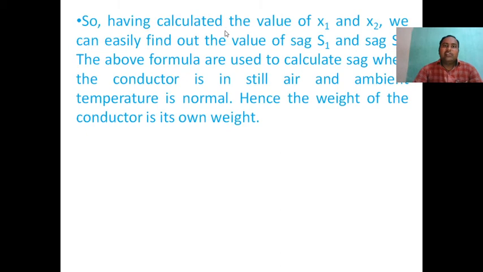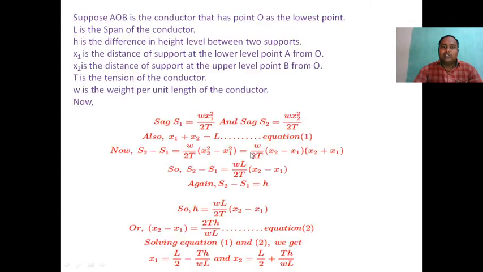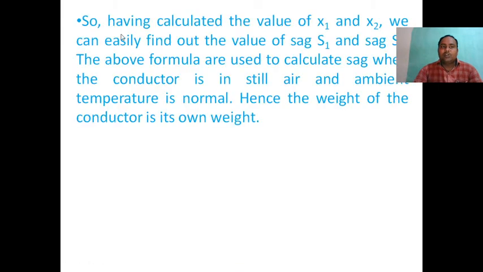So, having calculated the values of x1 and x2, what are they? x1 is equal to L by 2 minus TH by WL and x2 is equal to L by 2 plus TH by WL. Having calculated x1 and x2, we can easily find the sag S1 and sag S2. The above formulas are used to calculate sag when the conductor is in still air and ambient temperature is normal. Hence, the weight of the conductor is its own weight.